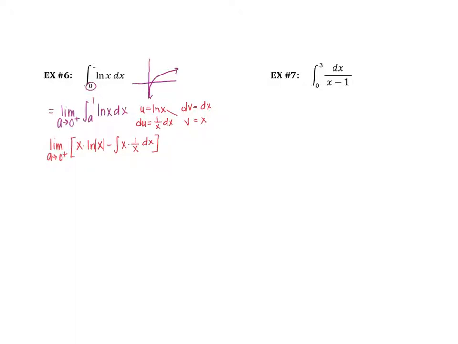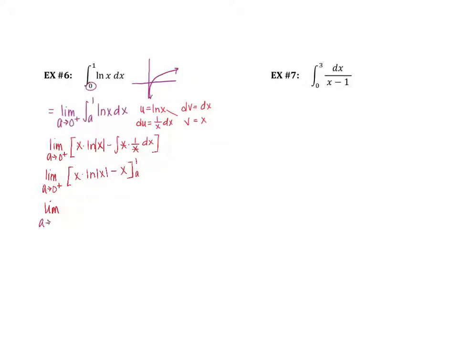All right, so let's continue on with the problem now. So we have the limit as a approaches 0 from the right of x times natural log of the absolute value of x, minus, and of course those will cancel each other out, and if we integrate 1 dx, then we just get our x back. And now we're going to have to evaluate this from a to 1. So now let's see what that limit's going to look like.